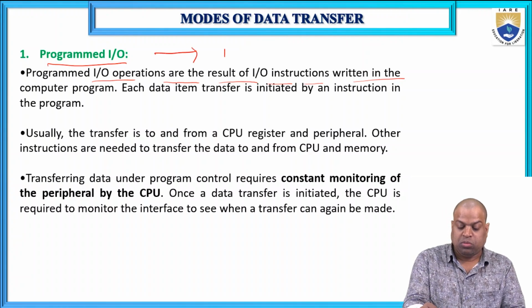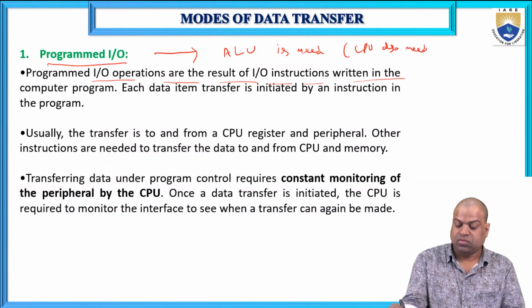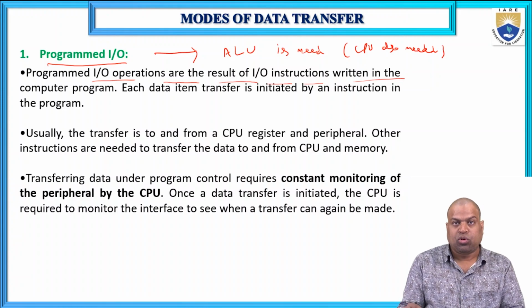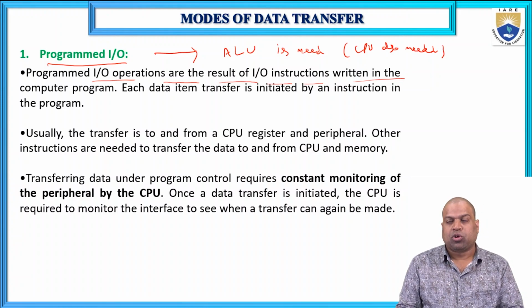So programmed input output means the arithmetic logic unit, ALU, is needed, so CPU is also needed. So what is programmed input output? Suppose we have to give some instructions to the CPU through the input, and when we are executing this program through the output, definitely we need ALU.